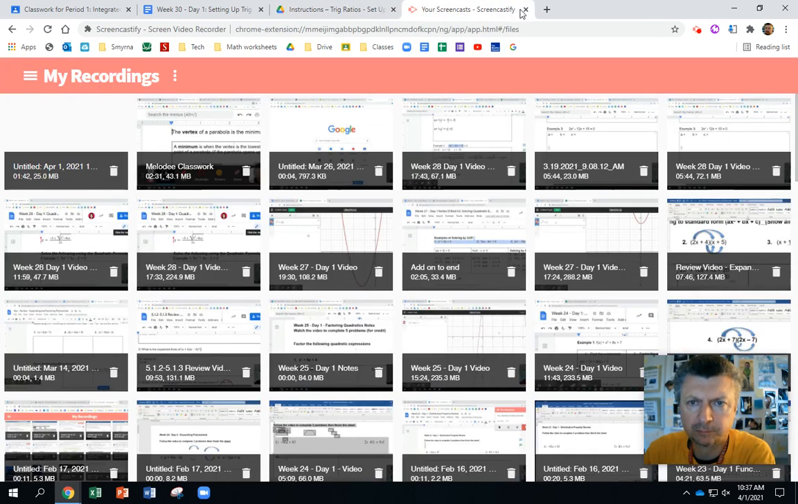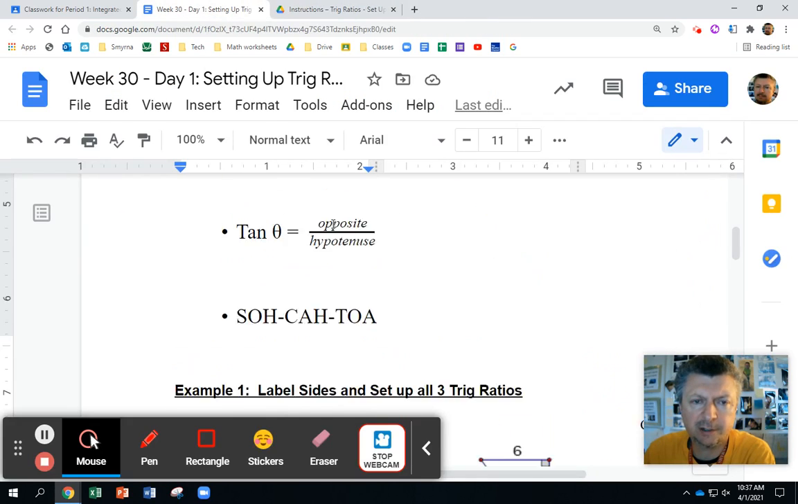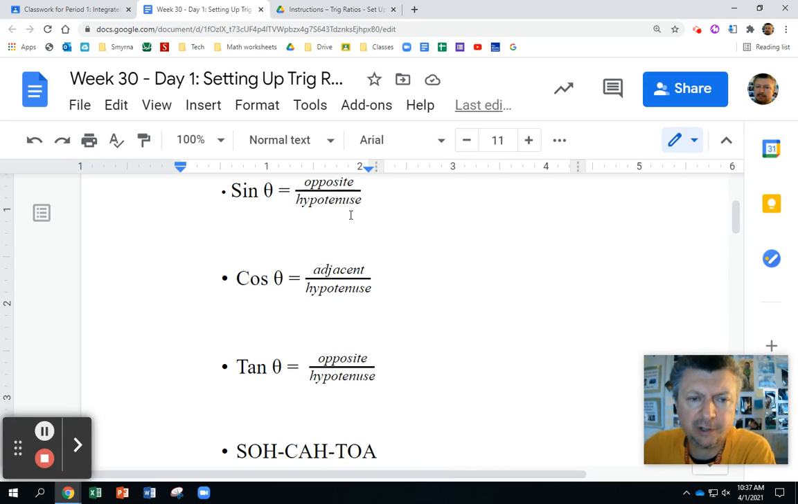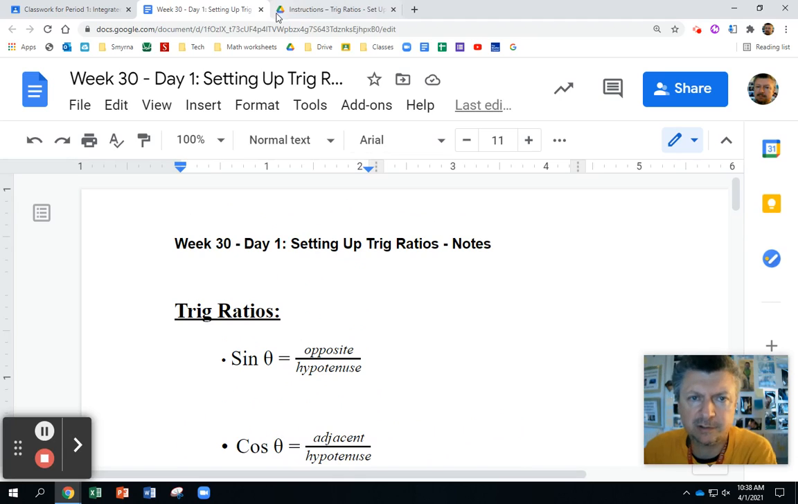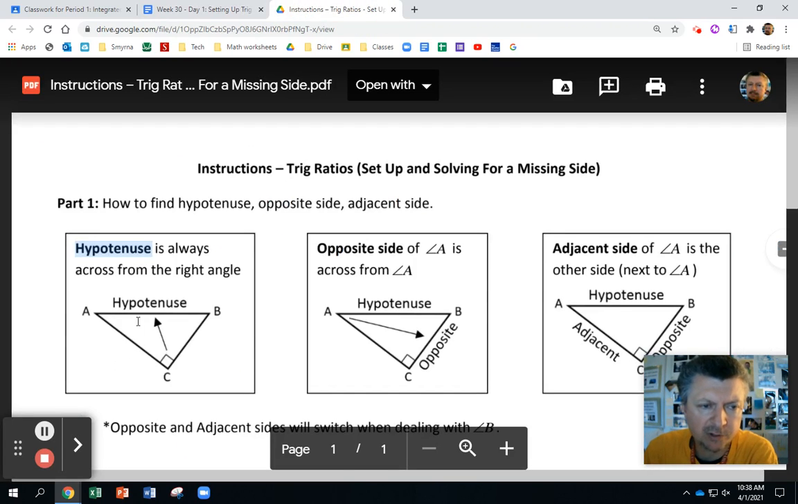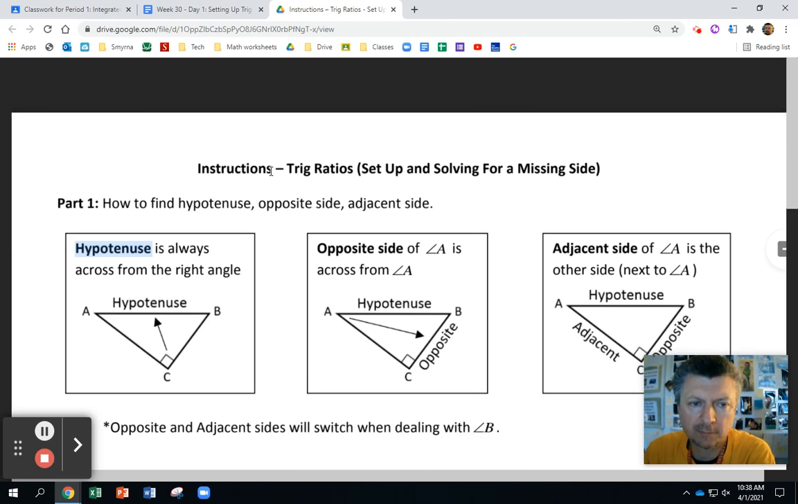So, first thing is we're going to go over how to set up these right triangles. We're going to deal with right triangles with trigonometry. Okay, so here you see a right triangle. This instruction sheet is in your assignment.